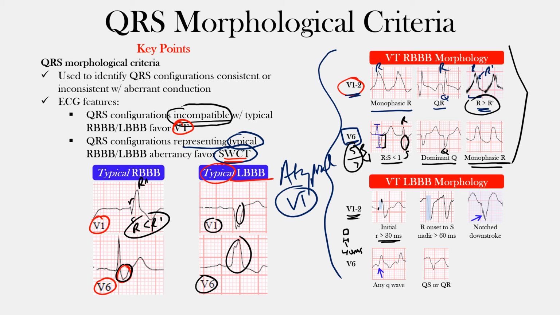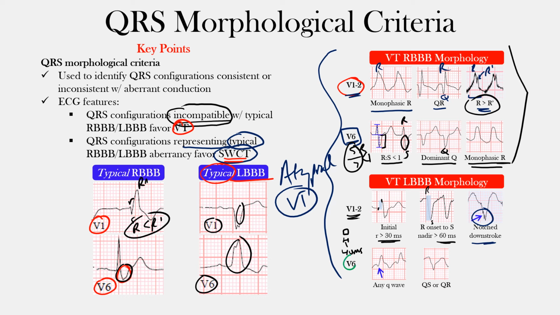Now, you may also see the R wave onset, which is this wave here, to the S wave nadir, the lowest point, if it's greater than 60 milliseconds, could also show it, as well as this notching here that we're seeing in the downstroke of that S wave. Okay, so that's another thing here, or maybe a Q wave. But anyway, so the downstroke of that main deflection, if there's notching there, may be suggestive.